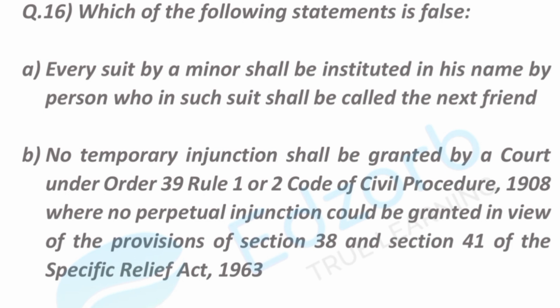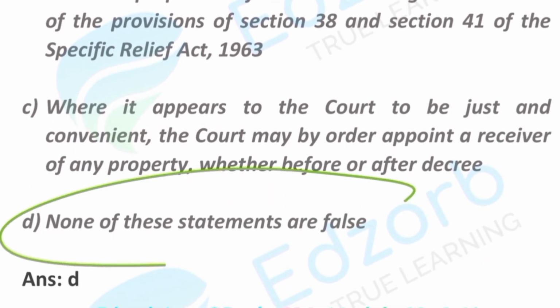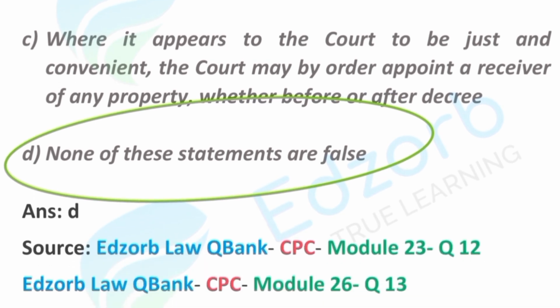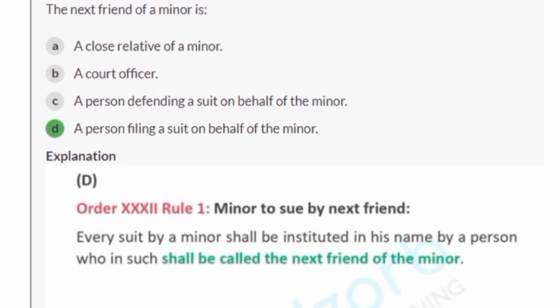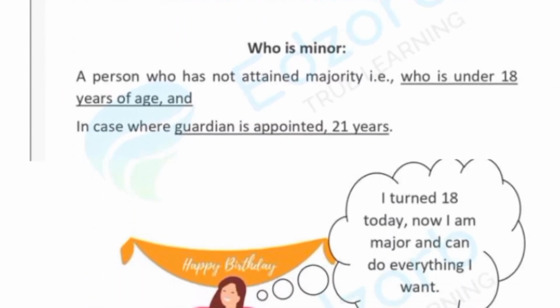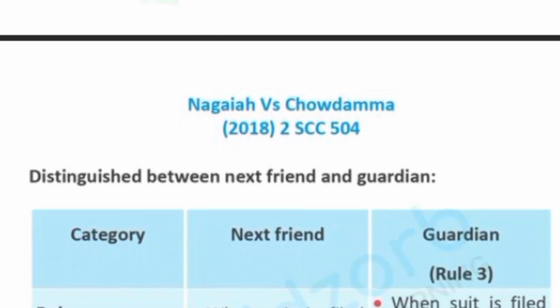So we look at question number 16 and we see that it is again a direct question, each arising out of specific provisions. Now the correct answer in this case was that none of these statements are false. Now if you have followed us, you would know that this question concerns itself with basically three things: suits by minors, injunctions, and appointment of receivers.